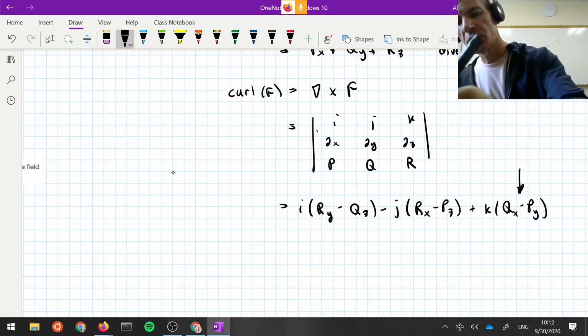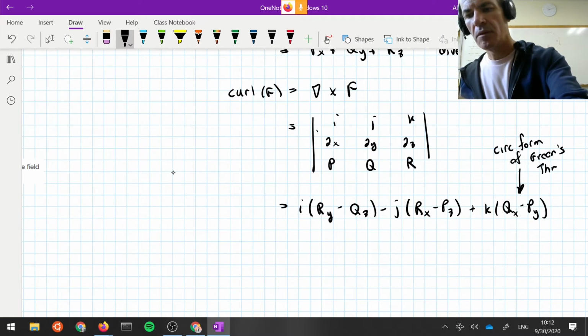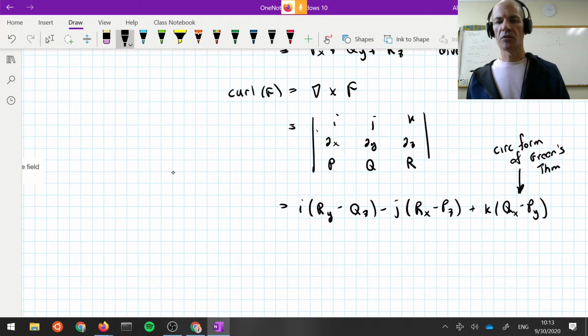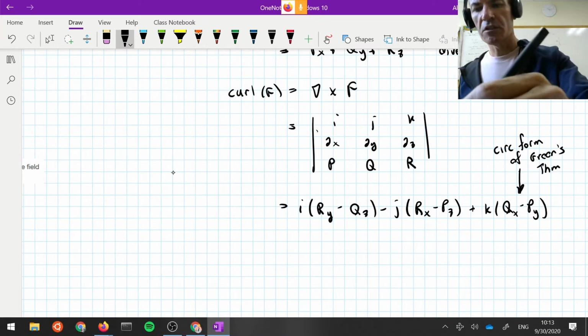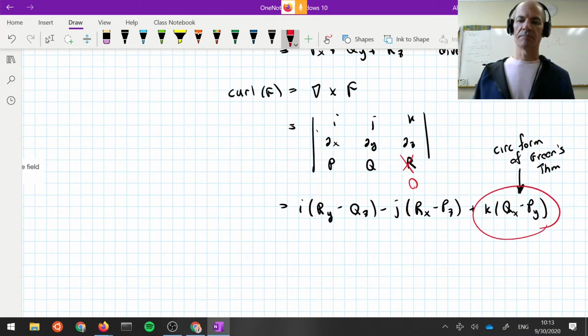And you might recognize this one as the circulation form of Green's theorem. That's the Qx minus Py. And remember, Green's theorem applies in 2 dimensions, so when you're doing the curl, you're really just talking about a vector field with no z component. And the only thing that's going to survive that process is this k component.